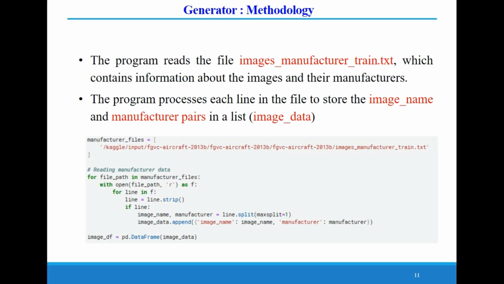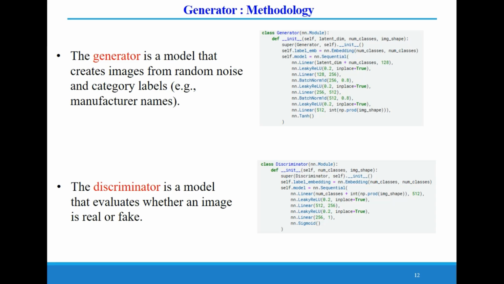About the input, the program reads the file image manufacturer train.txt, which contains information about the images and their manufacturers. The program processes each line in the file to store the image name and manufacturer pairs in a list. After that, we initialize the generator and the discriminator. The generator is a model that creates images from random noise and category labels, for example, manufacturer names. And then, the discriminator is a model that evaluates whether an image is real or fake.